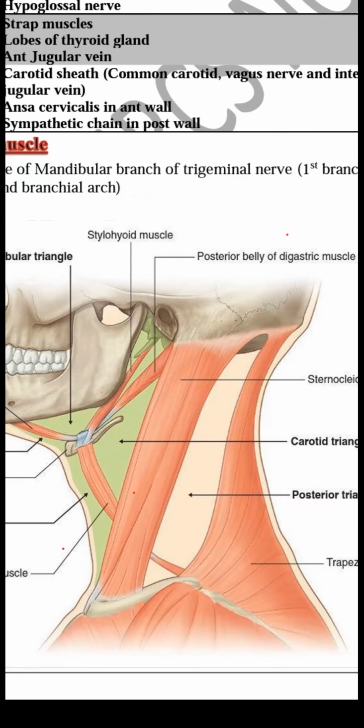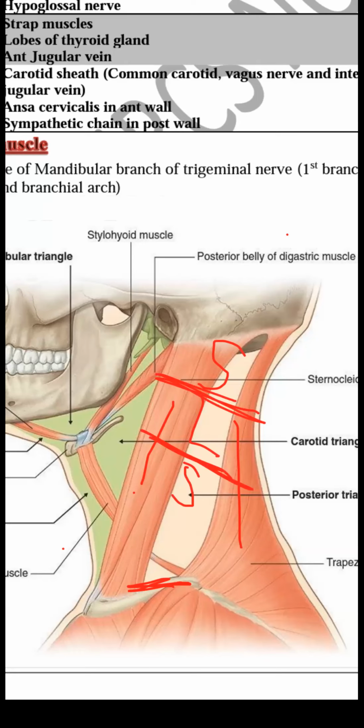So boundaries of the posterior triangle: here is the sternocleidomastoid, this is the trapezius, and this is the middle 1/3 of the clavicle. These are the boundaries. Then you have the floor. Floor of this triangle is sometimes difficult. Three muscles, they are forming SLS. From above below: splenius capitis, levator scapulae, and the scalenus medius.